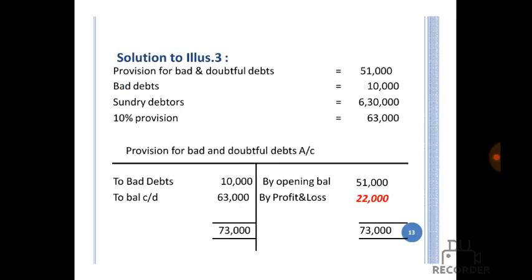Provision for doubtful debts is 51,000, bad debts is 10,000, sundry debtors is 6,30,000, and 10% provision is 63,000. Bad debt is an expense. It always shows a debit balance. Bad debt of rupees 10,000, and the opening balance is 51,000, and the balance carried on is 63,000, which is 10% of the debtors. We get a profit and loss charge of 22,000.